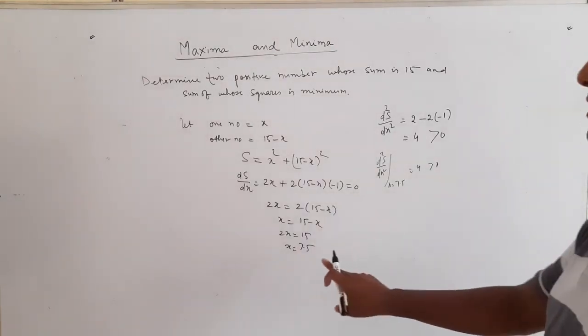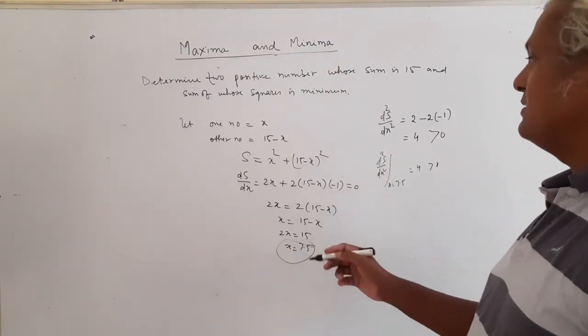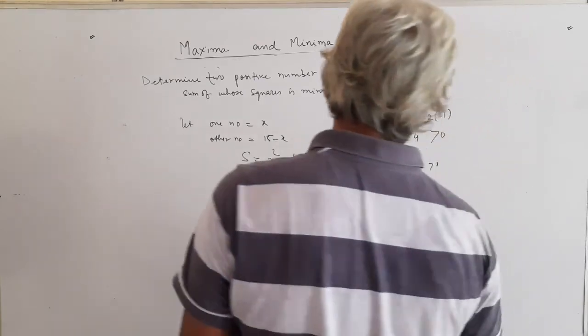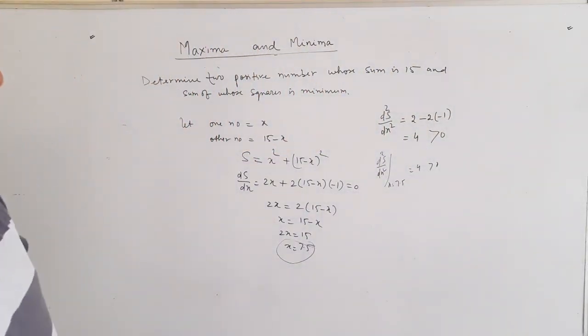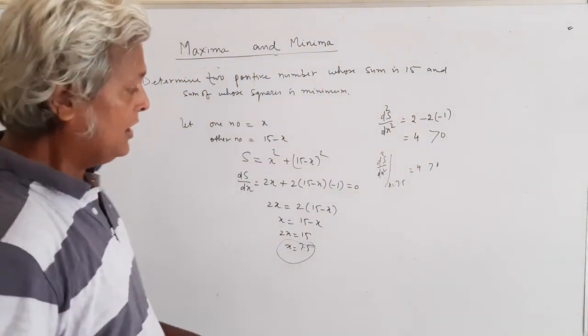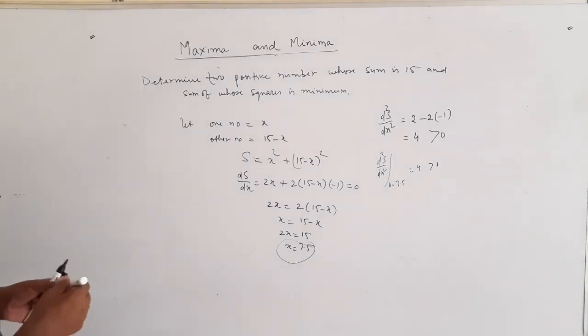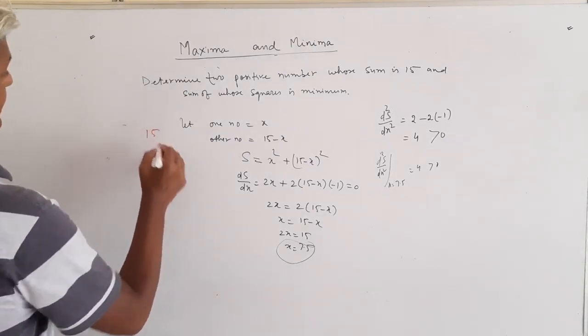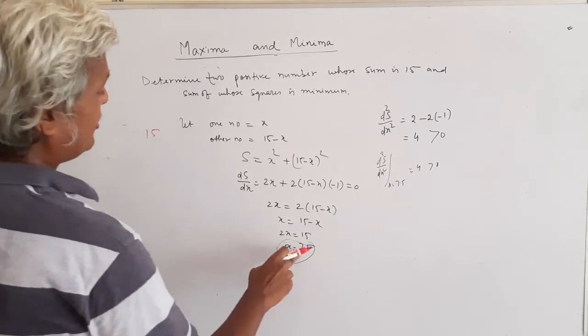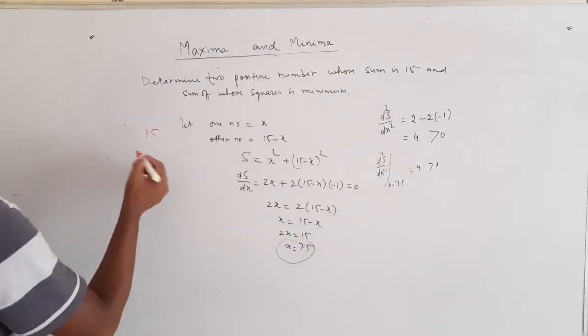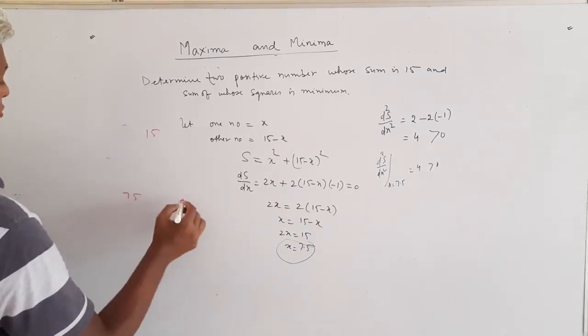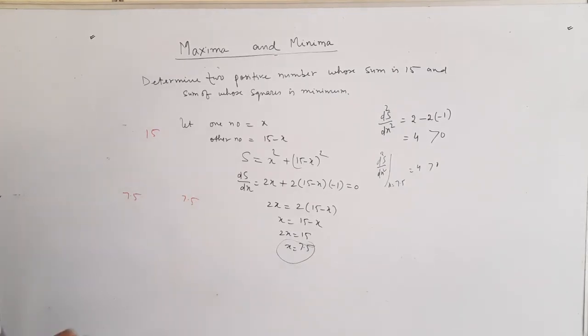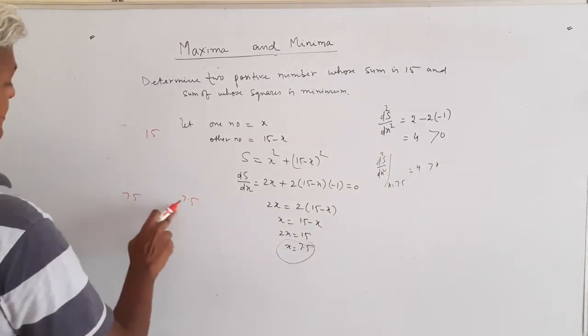So my answer is x is 7.5. It means if you divide 15 into two parts, then when both the parts are 7.5, because if one part is 7.5, the other part is also 7.5, then the sum of the squares will be minimum.